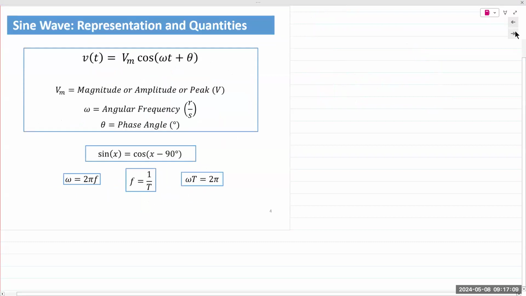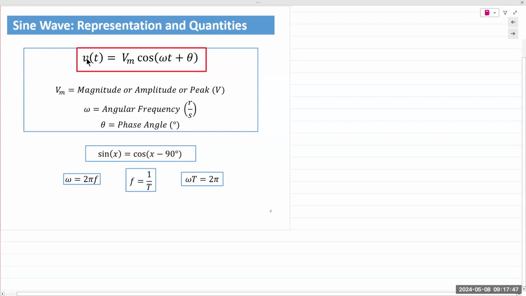So the sine wave representation is provided by this equation right here. If you think of this in general terms, x of t is Xm cos of omega t plus theta. Okay, and x can be either voltage, current, or power. In this case, I'm using voltage to make this illustration, but this equation applies equally to either current or even power.